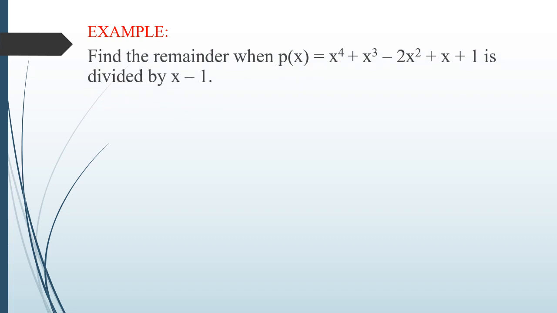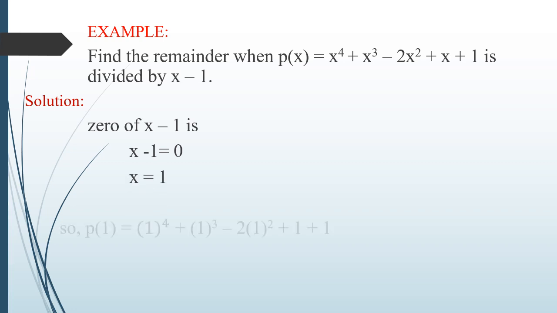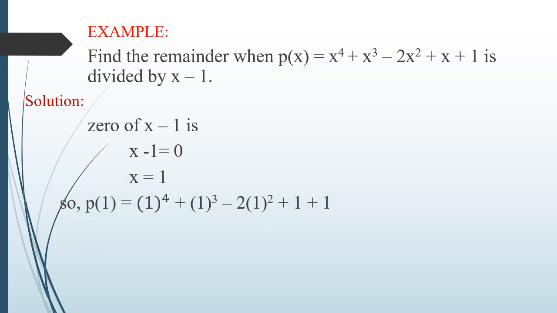Example for remainder theorem. Find the remainder when p of x equal to x power 4 plus x cube minus 2x square plus x plus 1 is divided by x minus 1. Now we will see the solution for this. x minus 1 equal to 0, so x equal to 1. In the given equation, wherever x is there, we have to substitute 1.